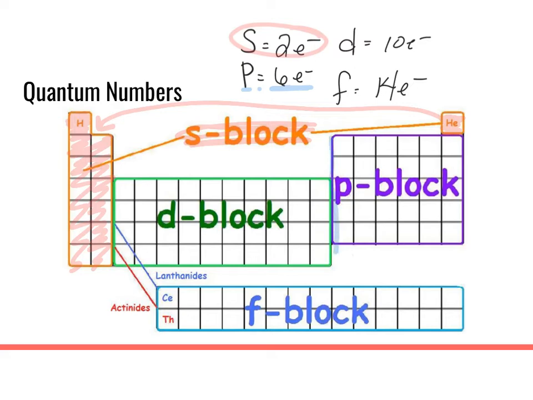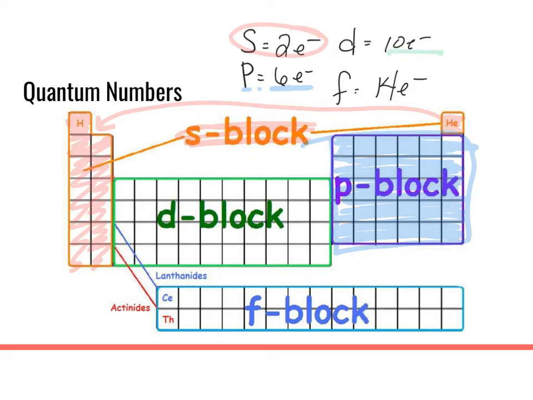Next, when we go to P block, we know that P block can fit 6 electrons. Let's look where that's located, way over here. And if we count, we have 1, 2, 3, 4, 5, 6 columns that make up the P block. So if you have 6 columns, it makes sense that all 6 electrons are going to go into those 6 columns.